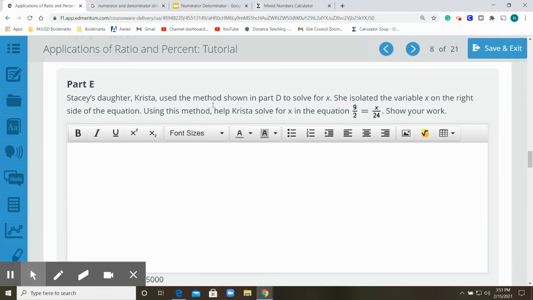Stacy's daughter Krista used a method shown in part D to solve for x. She isolated the variable x on the right side of the equation. Using this method helped Krista solve for x in the equation 9 over 2 equals x over 24. Show your work. It's not as easy as it looks on these tutorials because you have to use all the little equation editors to make it look like this. I am doing a shortcut, using just the slash mark.